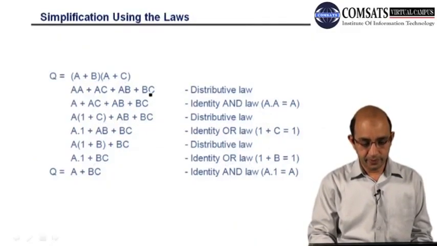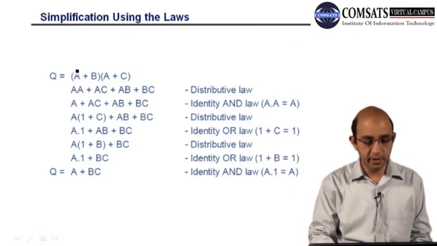So here we have a simplification example, right? We have to simplify this Boolean expression. So what normally we do, we multiply A with A, right? Then A with C, AC, then AB, right? And then BC. So this A dot A, this is the identity law, right? So here we have used distribution law or distributive law, right? And then we have A over here by using the identity element, or you can say identity axiom, right?